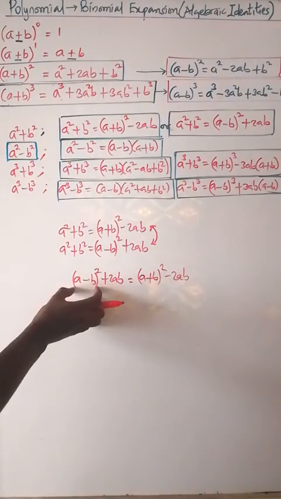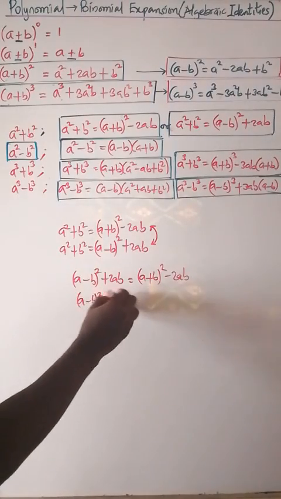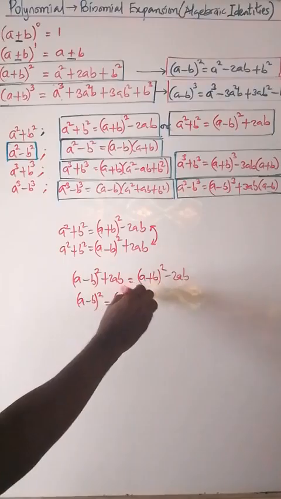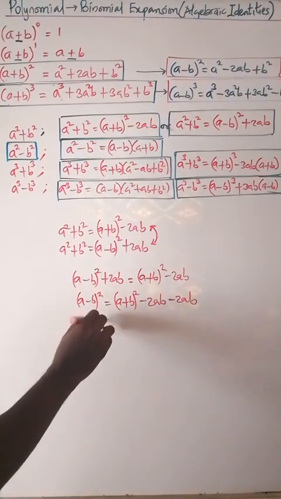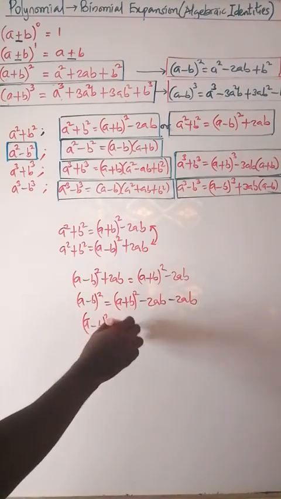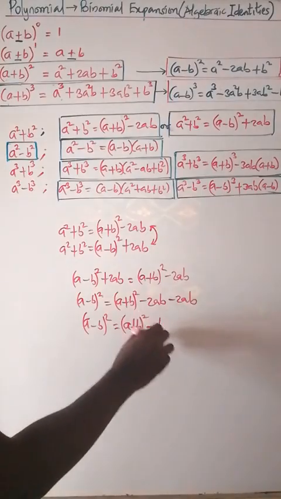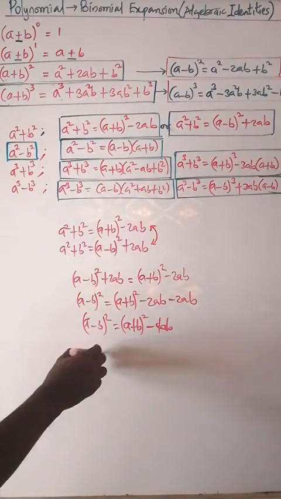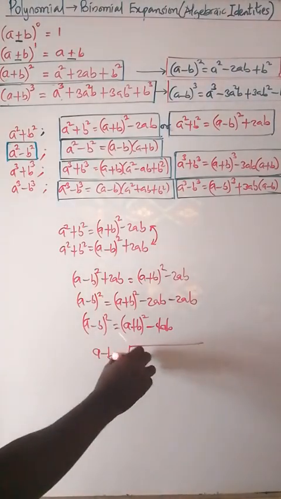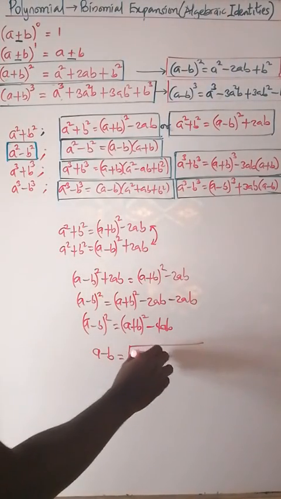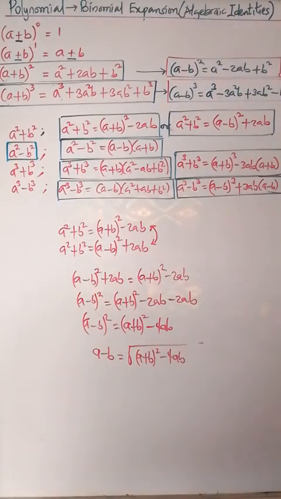So our aim is to get A minus B. Let's take it to the other side. So (A minus B) all squared equals (A plus B) all squared minus 2AB minus 2AB. From here, (A minus B) all squared equals (A plus B) all squared minus 4AB. We take the root of both sides, it means A minus B equals the square root of (A plus B) all squared minus 4AB.